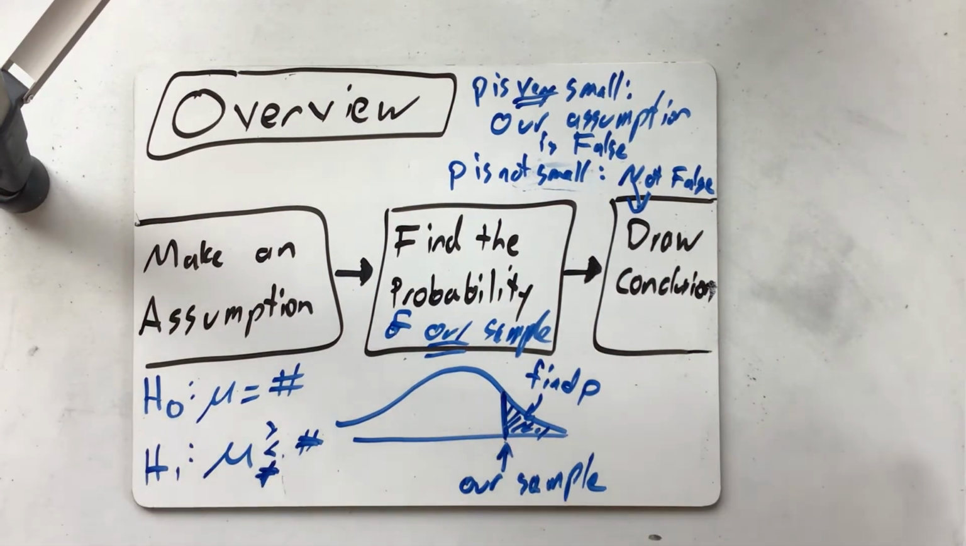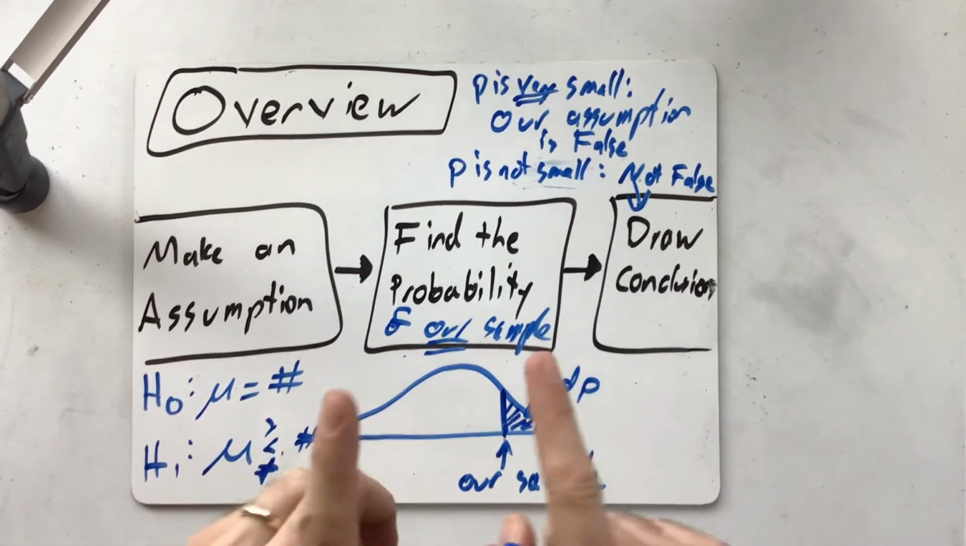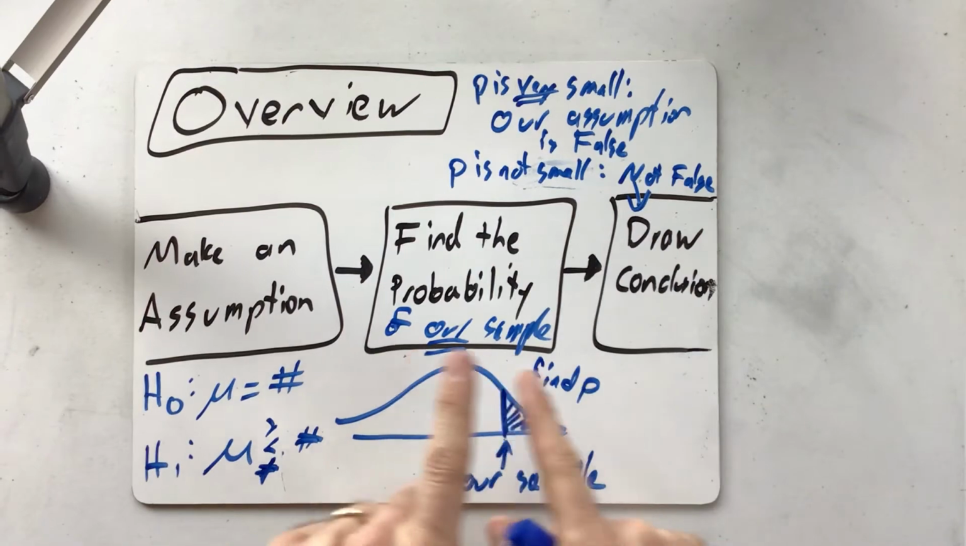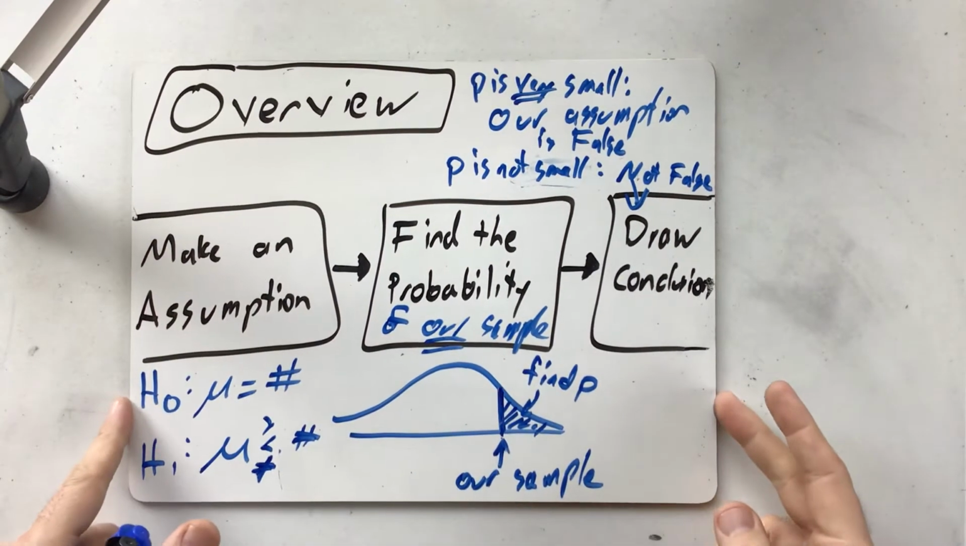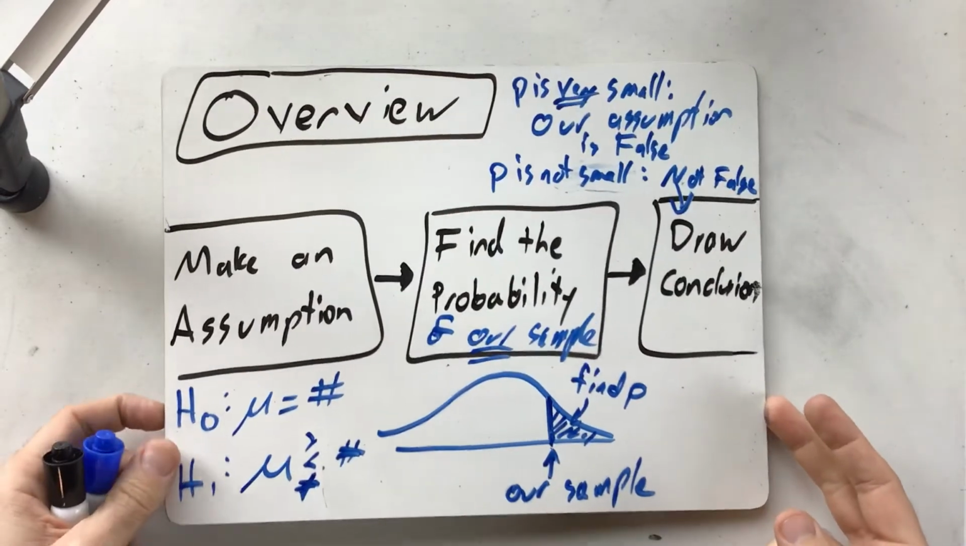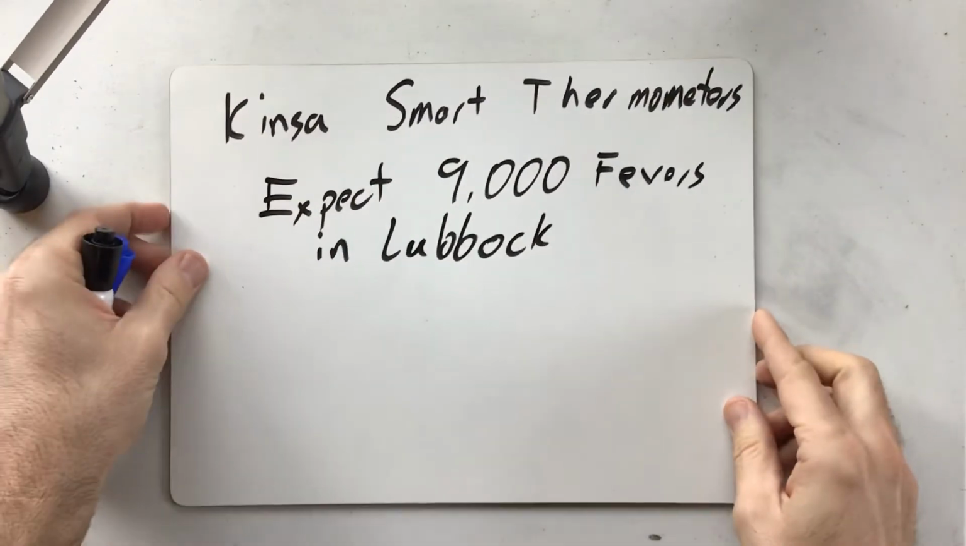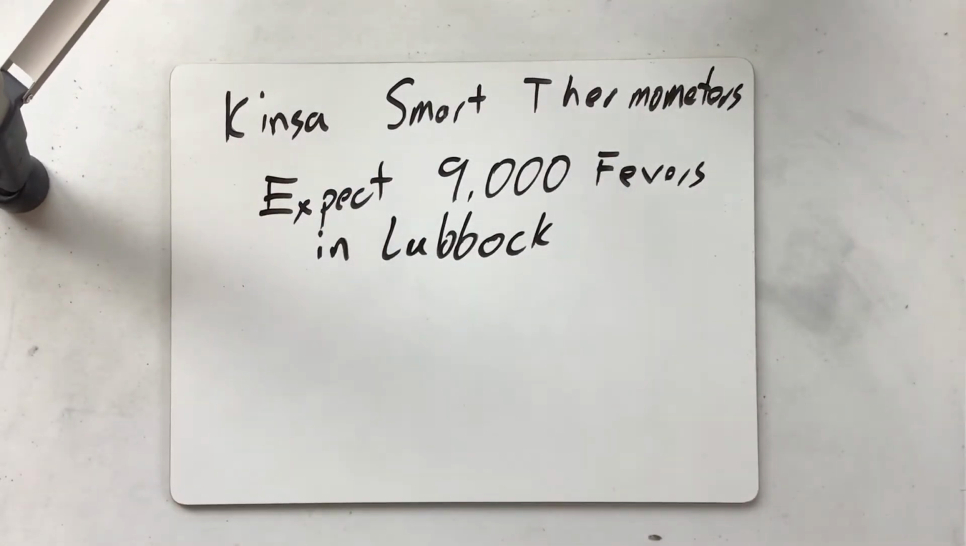And this is an important idea as we go through this problem. So here's the overview of how we're going to do these things. An overview is we make an assumption, we then find the probability of our sample, and then we draw conclusions from our sample. So let's start with this big idea of making an assumption. And I'm going to pick an example from the news because we're all in this coronavirus thing together. So I thought I would start by talking about a problem that I thought was actually really interesting. And that is that there is a company called Kinsa, and they're making smart thermometers.